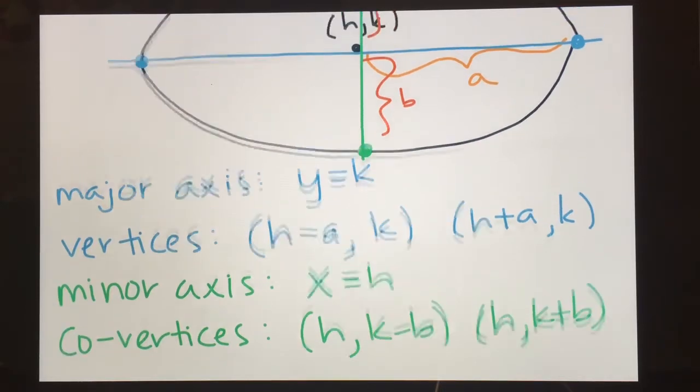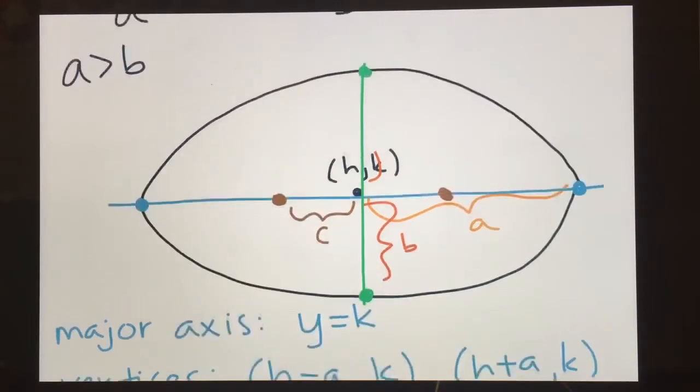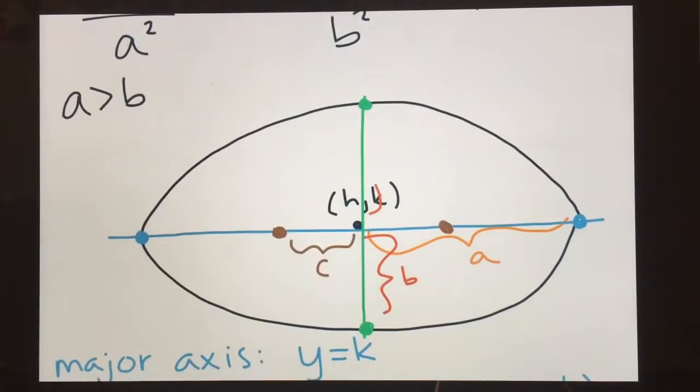And then of course, we also need to figure out what each focus is. The focus is not halfway in between, it's a little bit closer to the center. The focus is a length of c away. And you will notice that c is not anywhere in the equation, so c is something that we're going to have to solve by hand every time. In this particular circumstance, when the a value is bigger than the b value, c squared equals a squared minus b squared. And that is how we're going to calculate c every single time.